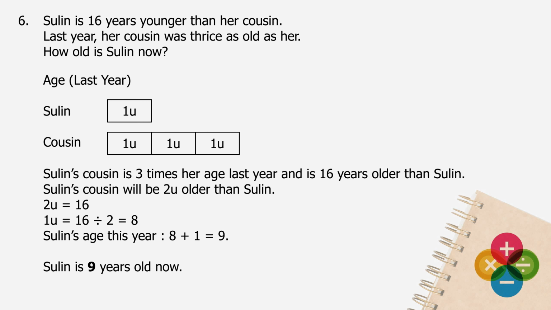Sulin's cousin is 3 times her age last year, and she is 16 years older than Sulin. Sulin's cousin will be 2 units older than Sulin. 2 units will be 16. 1 unit will be, divide 16 by 2, and the quotient is 8. Sulin's age this year will be, add 8 to 1, and the sum is 9. Sulin is 9 years old now.